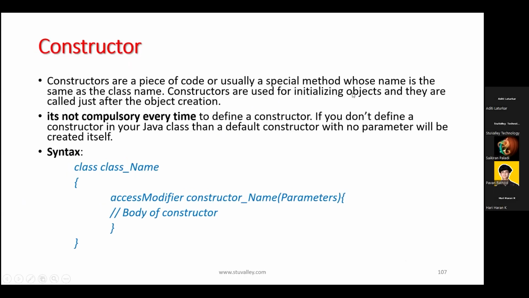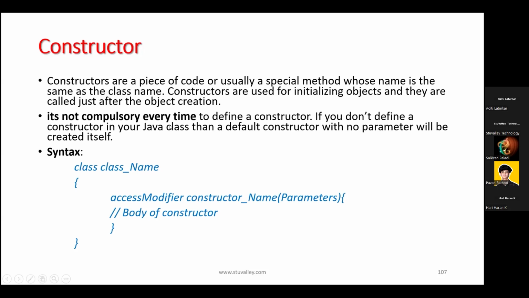Constructors are used for initializing objects. They are called just after the object creation. So what is meant by initializing objects? When we want to give some values to any instance variables, default values or any other values, then we use the constructor to initialize the object, or we are constructing an object with the help of a constructor.